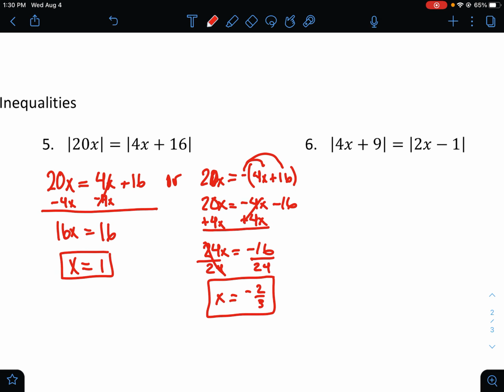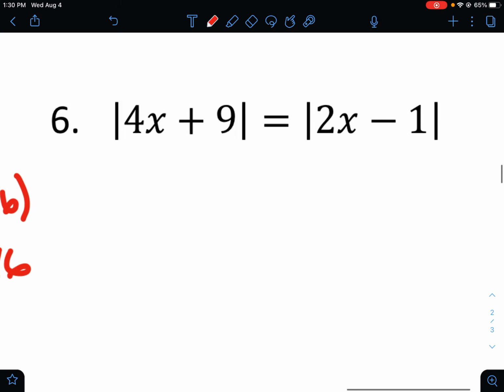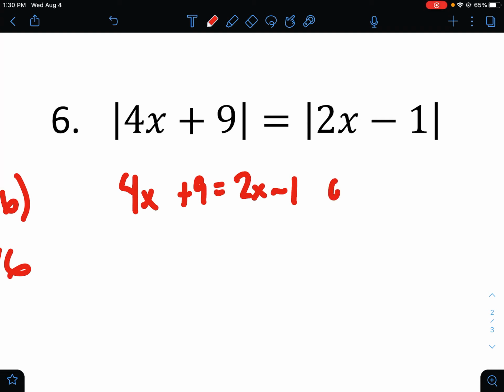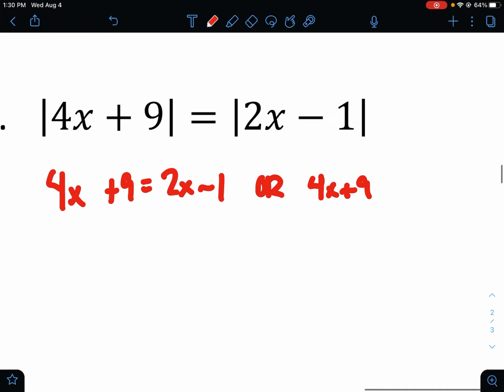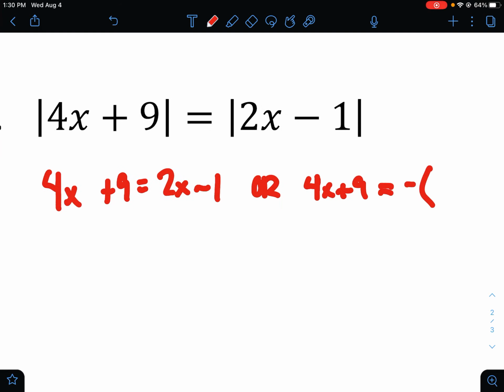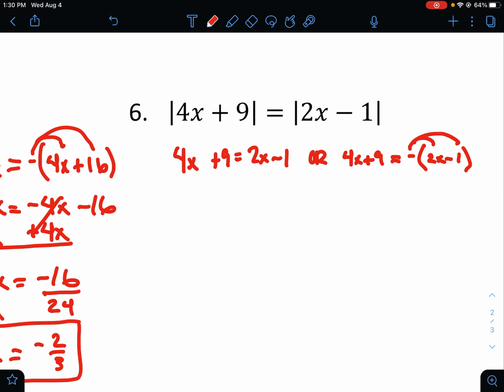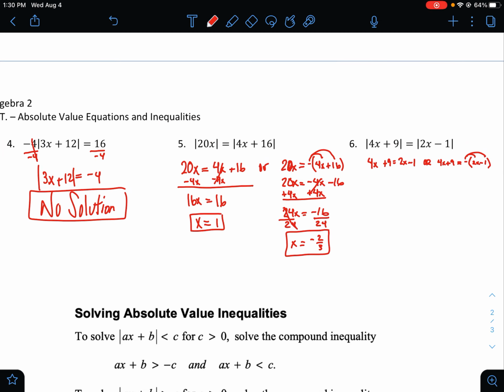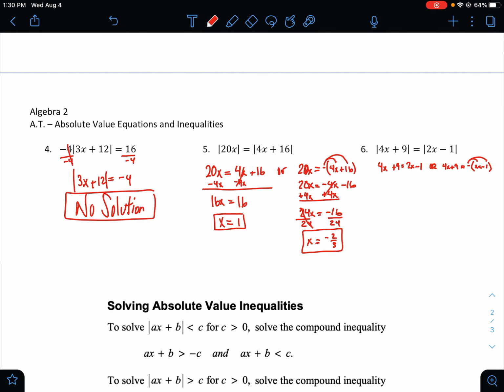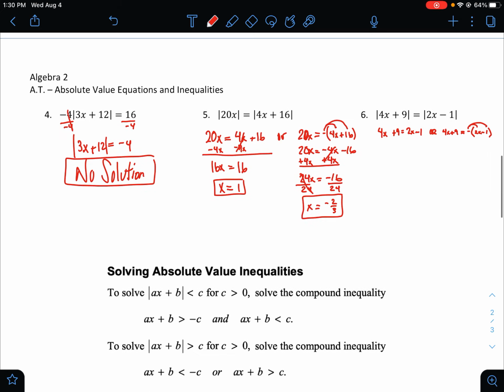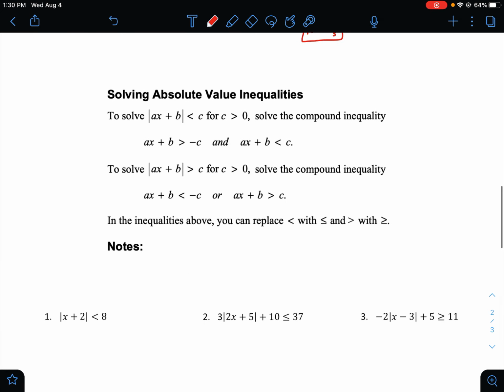And that's how you do those. So the same thing would happen in number 6. I'm not going to do number 6, but the same thing would happen. You would have 4x plus 9 equaling the positive version of 2x minus 1, or you would have 4x plus 9 equaling the negative parentheses 2x minus 1. And just don't forget to distribute that negative in here and then solve. So again, 2 answers. Those seem to be relatively easy. I'm not going to say that they're easy for everyone, but relatively okay for most kids.